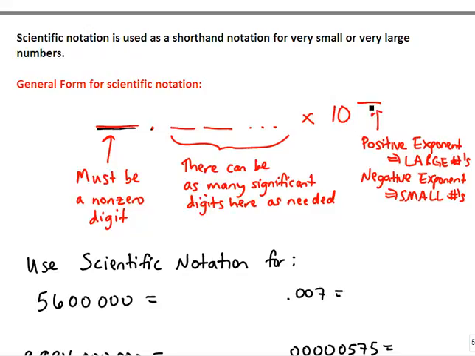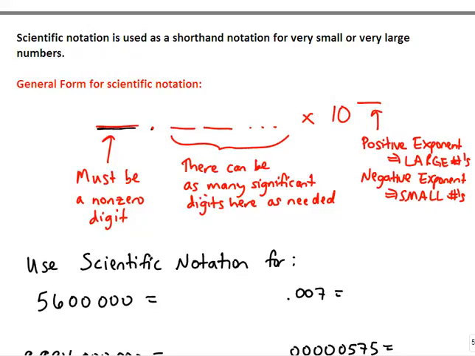The exponent on the power of 10 tells you whether this is going to be a large number or a small number. If it's a positive exponent, then you'll have big numbers. If it's a negative exponent, then you'll have a small number.